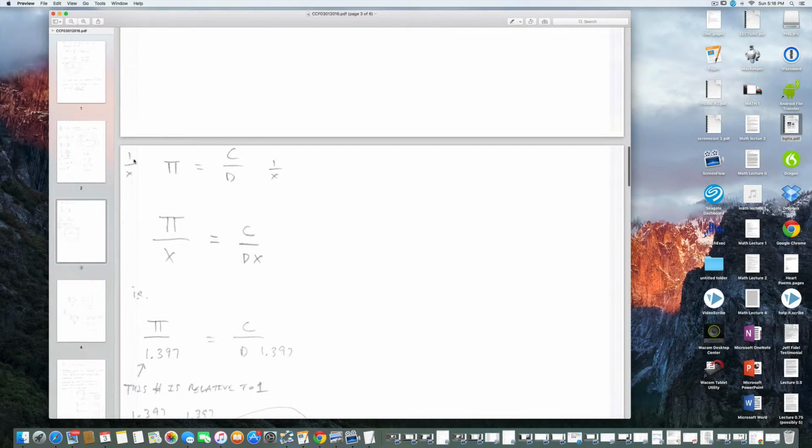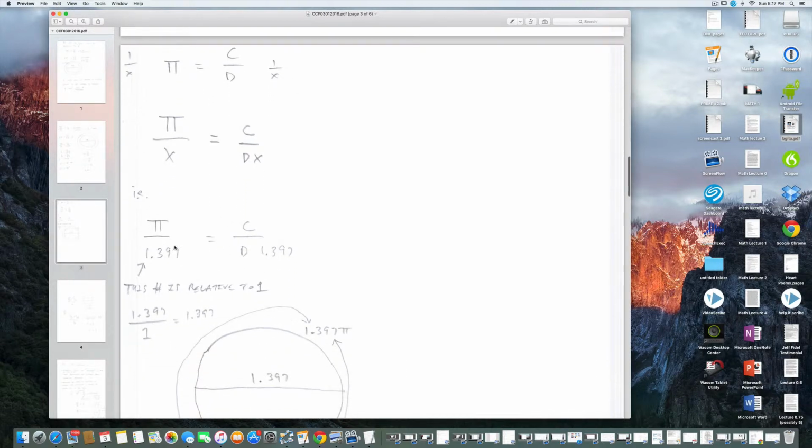So numbers have to be relative to each other. Here I'll do relative to x. So I'll multiply both sides by x. Basically whatever's in the denominator is what it's relative to. That's kind of our language. So pi relative to x equals circumference over diameter times x. So let's say in this case we'll make x equal 1.397. Of course, when I say 1.397, I mean relative to number 1.